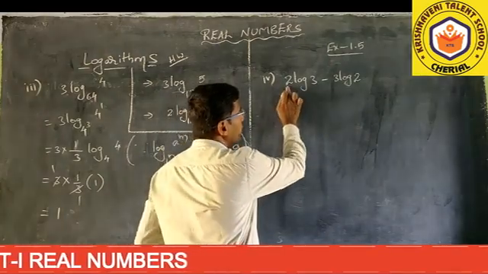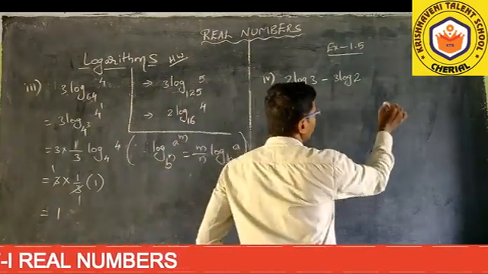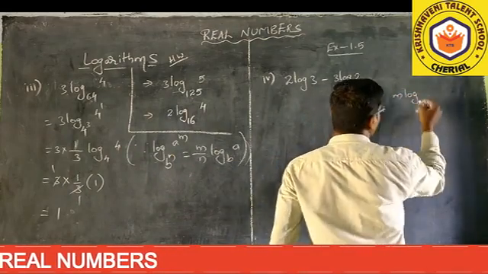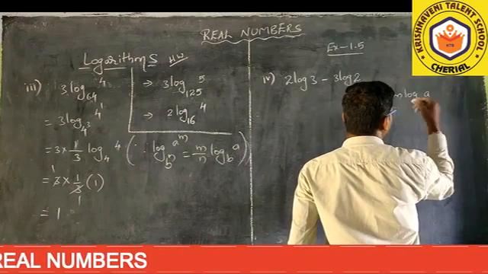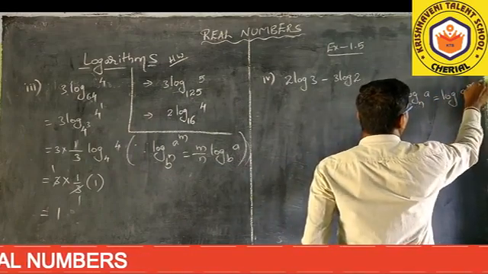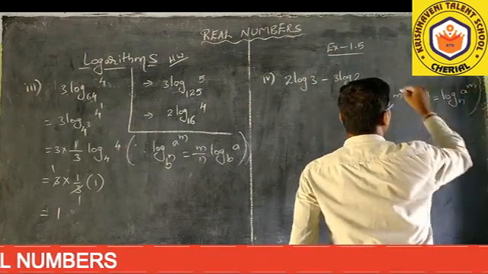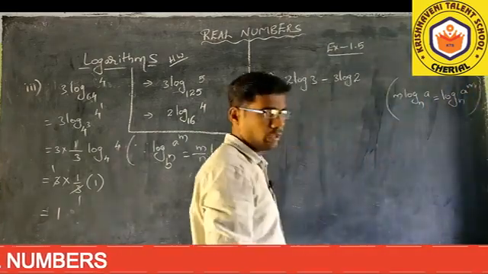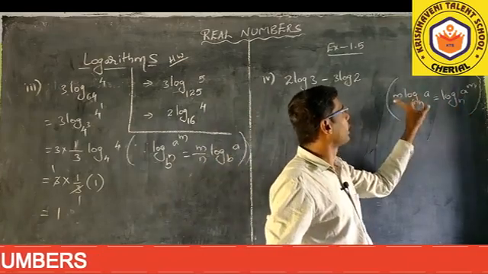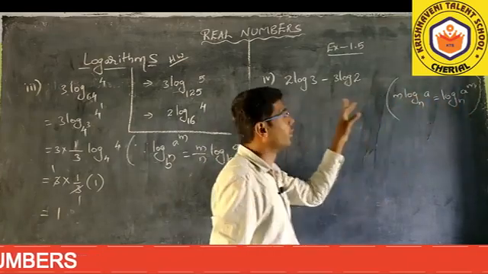So if you use the third law, m log A to the base n, how can we write it? We can write it as log A to the power of m to the base n. This is the fourth law. I am writing in reverse. First you learned log A to the power of m to the base n, which we write as m log A.